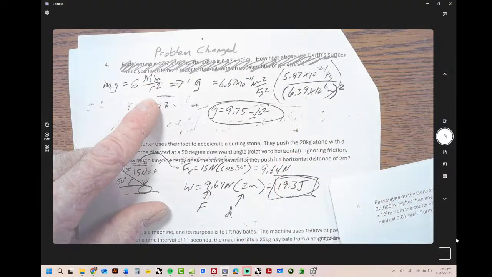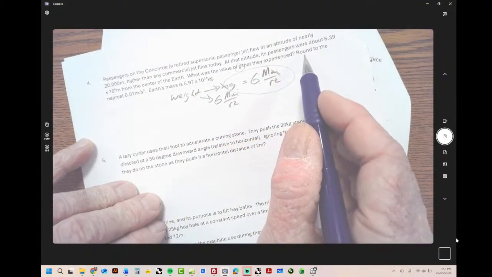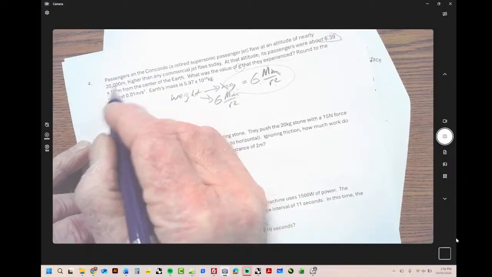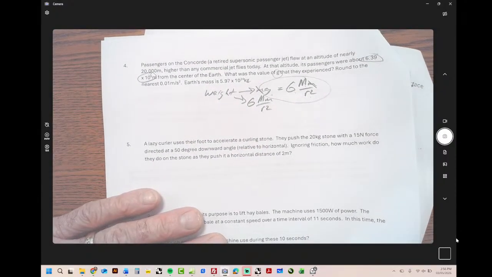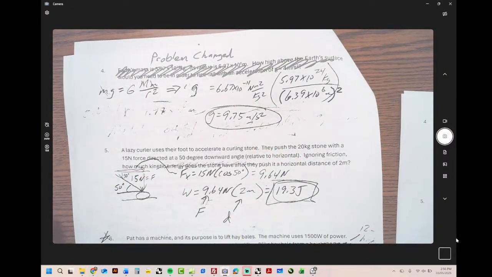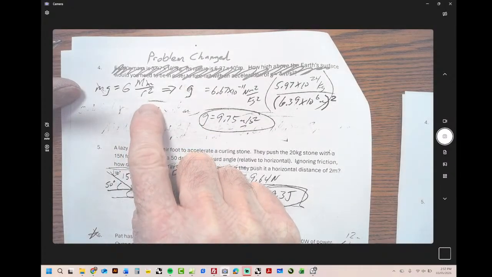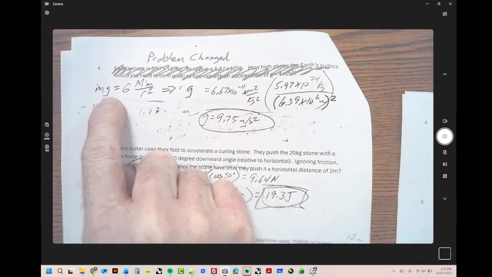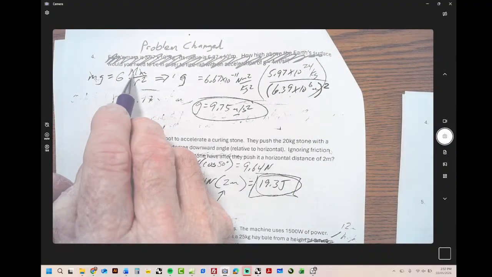And r is this 6.39 times 10 to the 6th. That's the distance of the passengers from the center of the Earth. So it turns out they're experiencing a value of g equal to 9.75 meters per second squared. Be ready to solve for something else. The variables that you may need to solve for are little g, or r, or the mass of the planet.